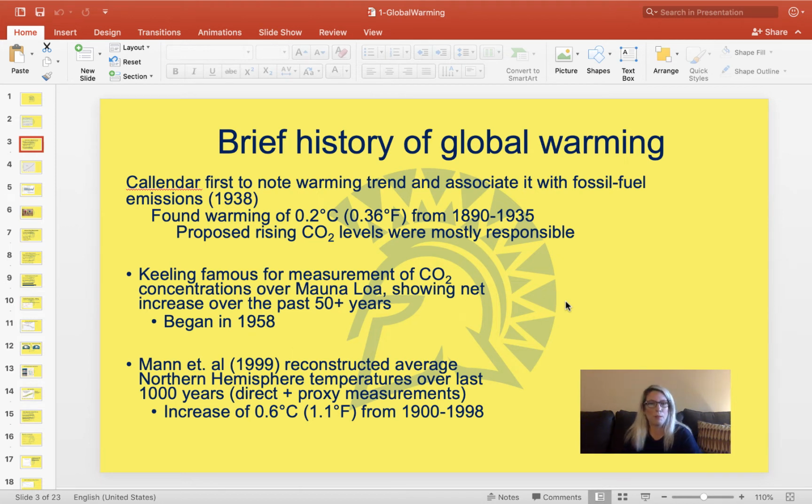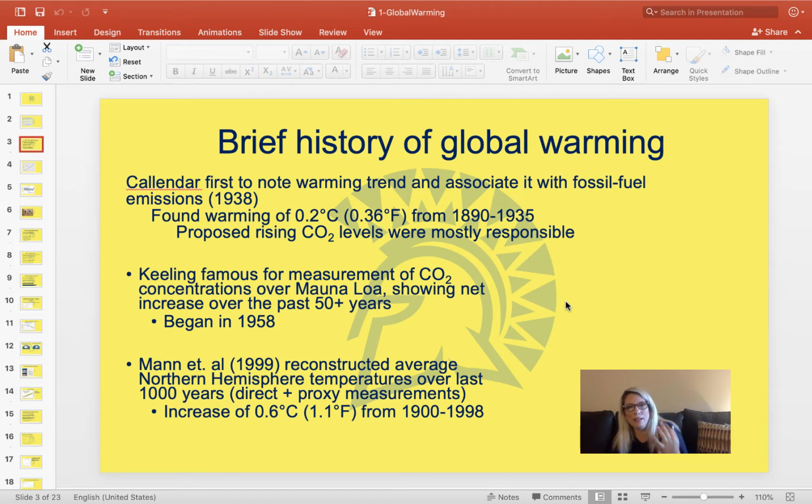Now, after that, there was a paper published, Mann et al. in 1999. They were the first to actually reconstruct the average northern hemisphere temperatures over the last 1,000 years. Okay, so we've taken measurements since about the 1900s. So how do we know what the temperature was before that? We started using proxy measurements. We'll go over that here in a minute.